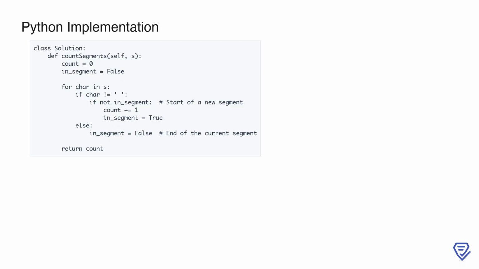The function then iterates through each character in the string. If the character is not a space, we check if we are currently outside a segment, not in_segment. If true, this marks the start of a new segment, so we increment count and set in_segment to true. If the character is a space, it signifies the end of the current segment, so we reset in_segment to false. By the end of the loop, count will contain the total number of segments in the string.